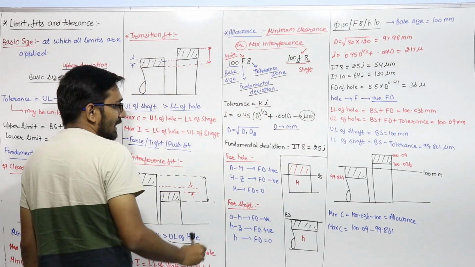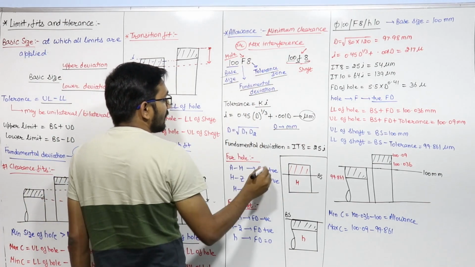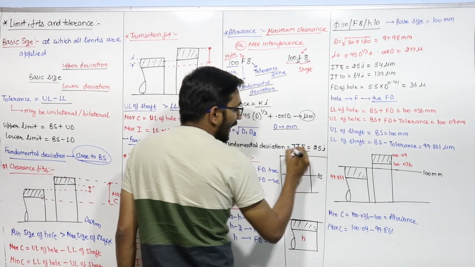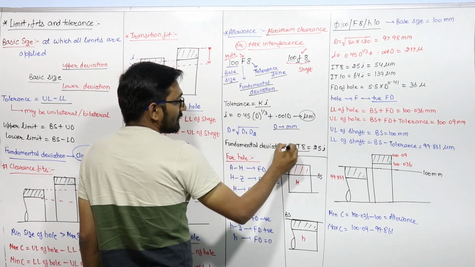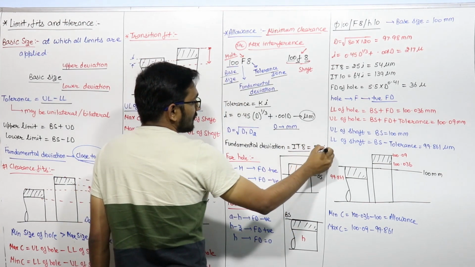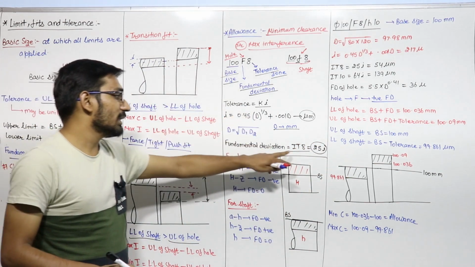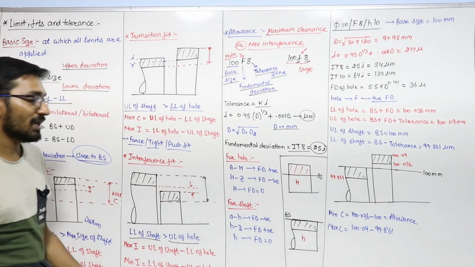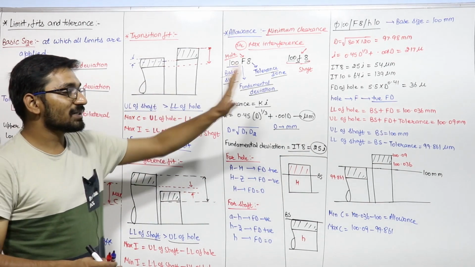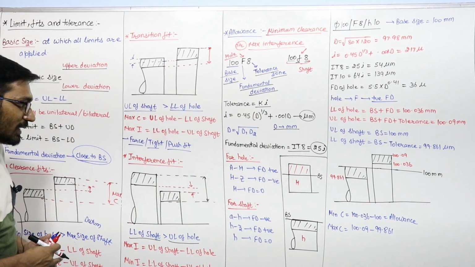Suppose if I can say that this is 8, that means it is related to the series IT8. IT is International Tolerance of level 8, and this is equal to 225I. I आपने यहाँ से कैलकुलेट किया है, यहाँ से आपका आ जाएगा फंडामेंटल डेविएशन. राइट, we'll see how to solve a numerical. एक न्यूमेरिकल सॉल्व करके देखेंगे.